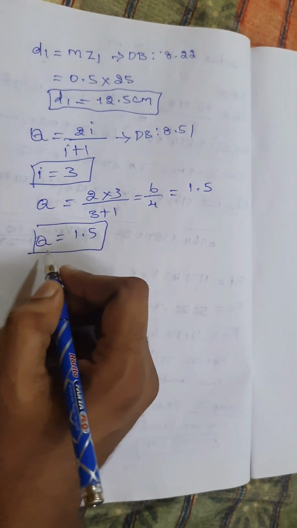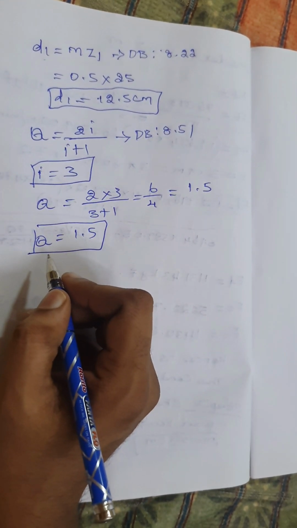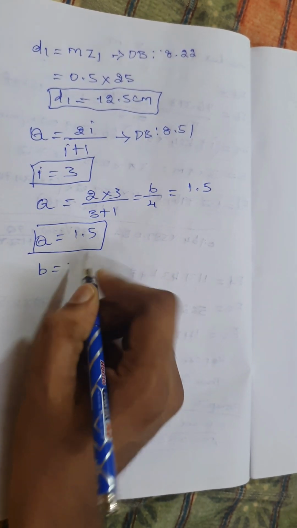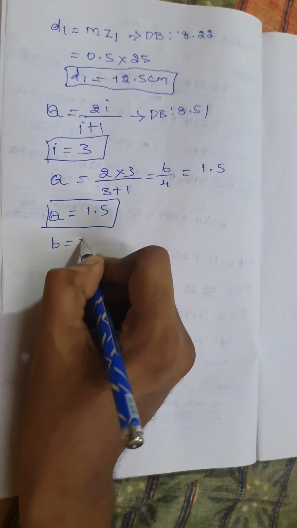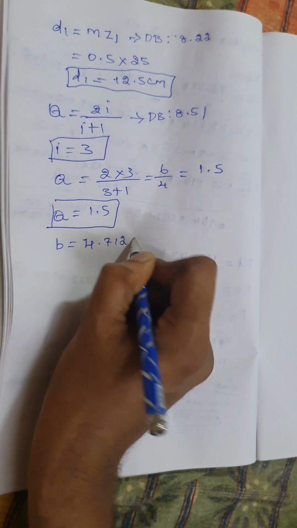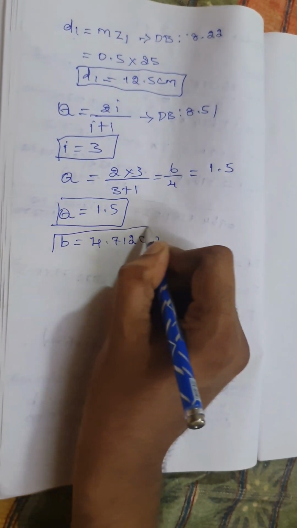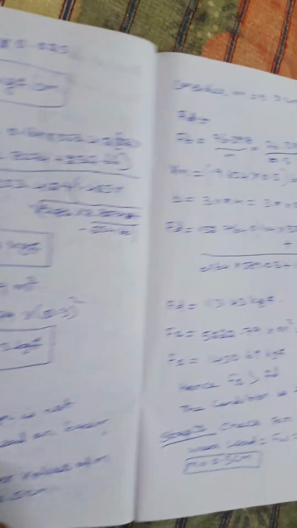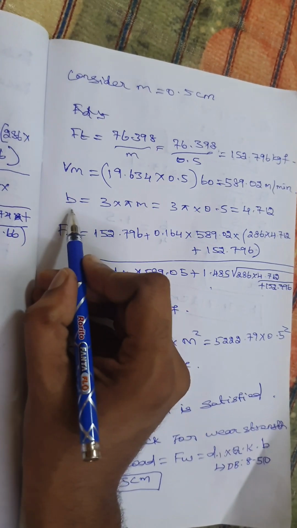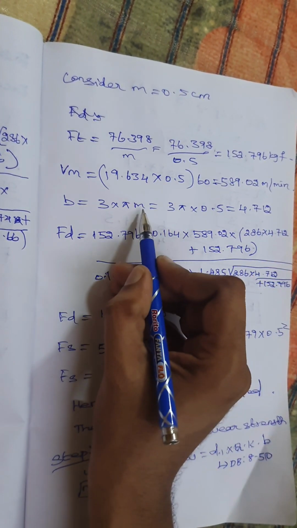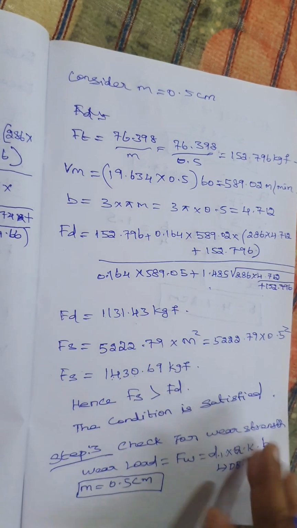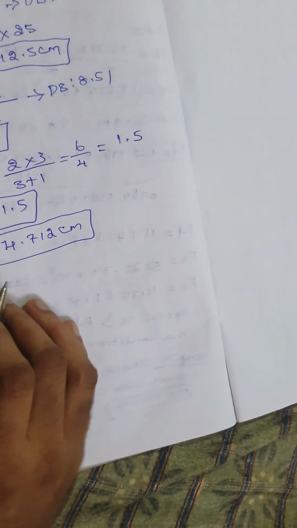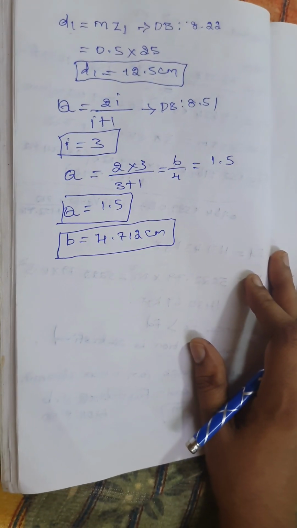Now we found the value of Q, and we know the value of B is equal to 4.712 centimeter, which we calculated already in step 2. We put the value of M equal to 0.5. Same answer here, B is equal to 4.72 centimeter.